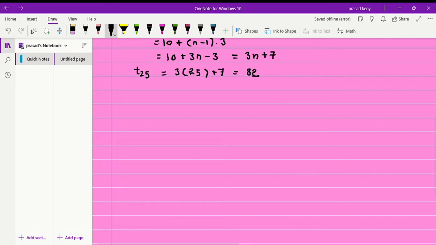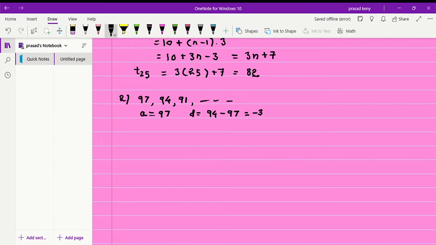Take the second problem here. 97, 94, 91. So in this case you can see that the terms are decreasing. That means surely the common difference is negative. So here A is equal to 97, and remember that the common difference is always second term minus the first term. So that is negative 3.